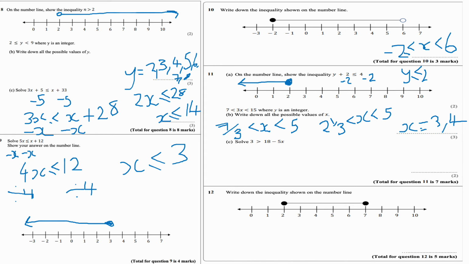Okay, they are the only possible values for that inequality to be true. Okay, part C, solve this inequality. Well, if I add 5x to both sides, I get 3 plus 5x is greater than 18. Subtract 3 on both sides, I get 5x is greater than 15. Dividing both sides by 5, I get that x is greater than 3.